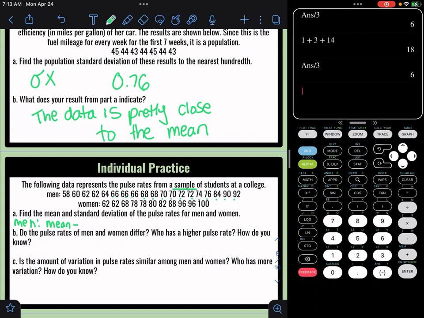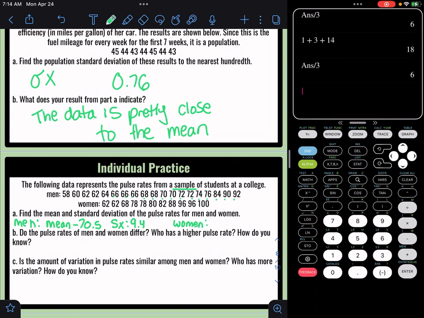I'm looking for the word mean. Alright, so mean gets this little x with a bar on top, so that would be 70.5. And now my standard deviation would be, since I'm using the sample one, 9.4.